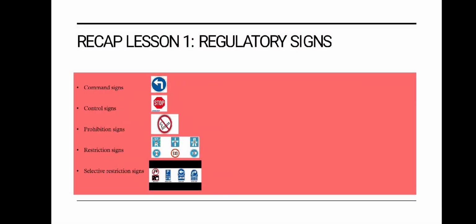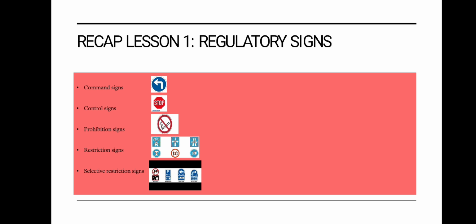A quick recap before we start. In lesson 1, we covered regulatory signs, which are basically the laws of the road. We have 5 key groups: control signs, the red bold non-negotiables, so think of your stop sign, your yield sign. We have command signs, the blue round and assertive ones. They tell you exactly what to do, like the turn left only sign, turn right only sign.